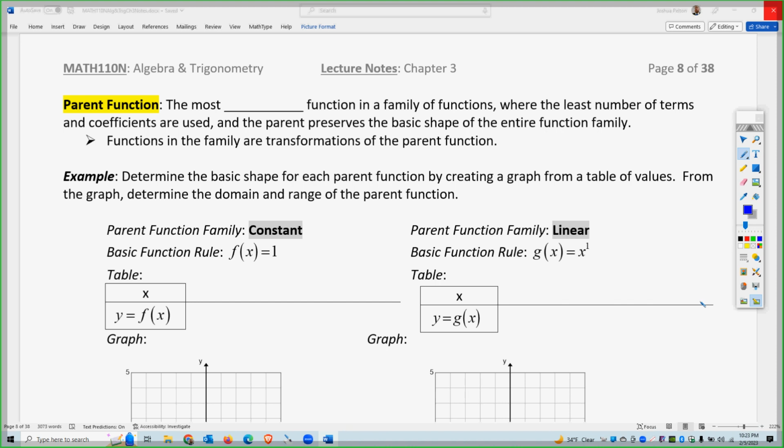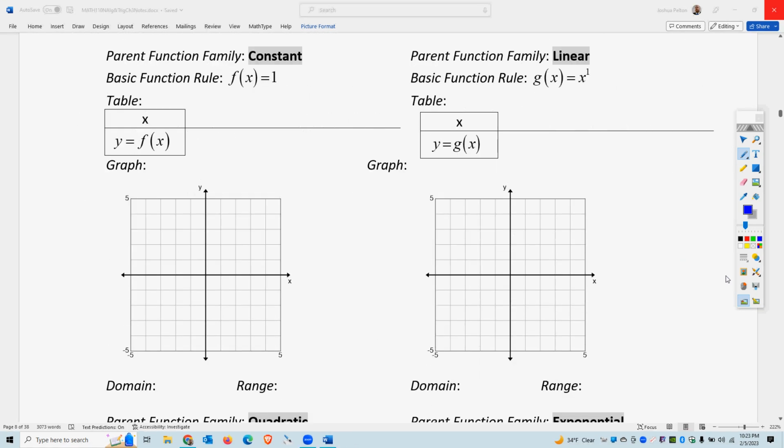So the parent function is the most basic function in a family, where the least number of terms and coefficients are used, and the parent preserves the basic shape of the entire function family. Functions in the family are transformations of the parent function. For the following examples, we're just going to do the parent, the most basic function in each group. And we'll be covering transformations in later sections.